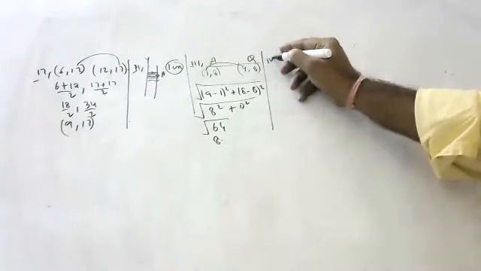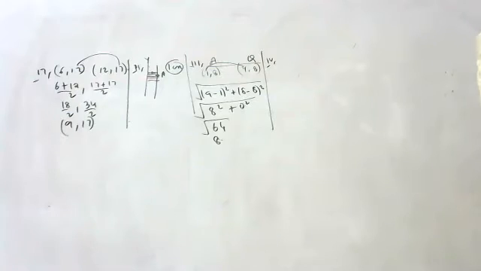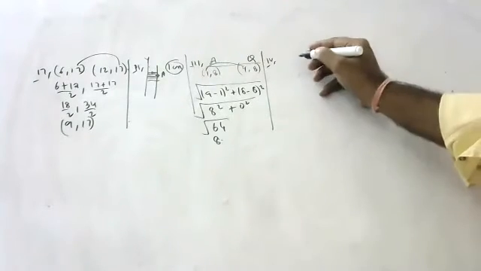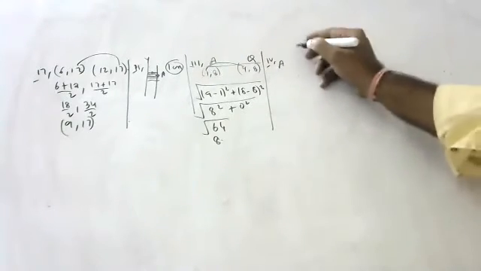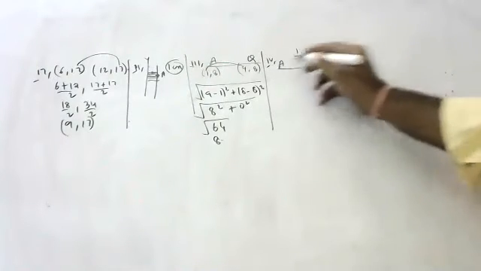Come on, fourth question. Refer to the front view. Find the coordinates of the point which divides the line segment joining the points A and B in the ratio 1:2 internally. A is (1, 8).